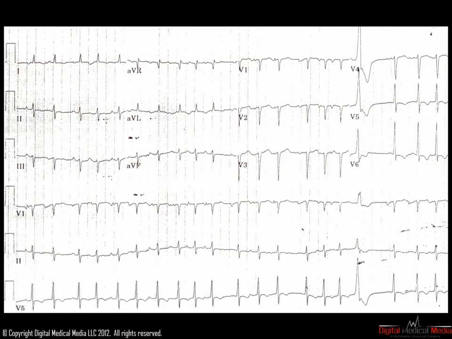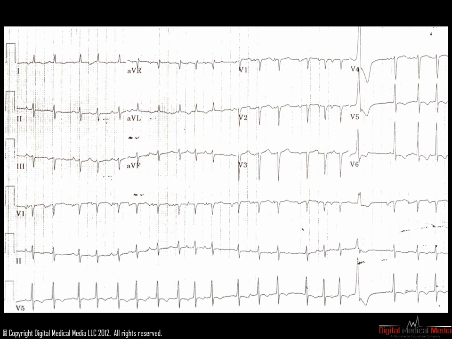The second widely irregular rhythm that we should talk about is multifocal atrial tachycardia. The physiology of the rhythm is present in the name itself. It is an ectopic atrial tachycardia. However, it has multiple foci of origin, hence the name multifocal atrial tachycardia.